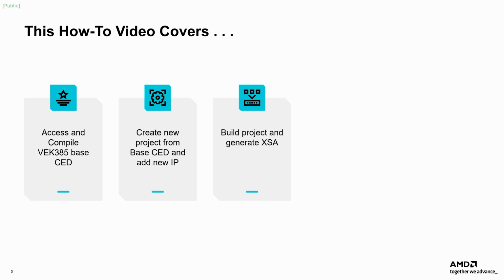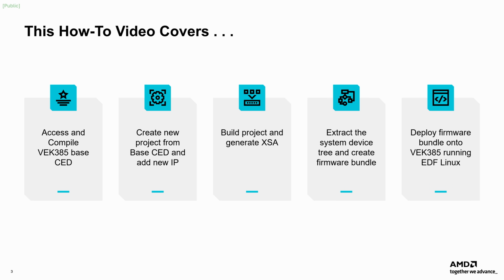The child project will then be built, and the design compatibility will be compared to the base project. After the compatibility is verified, an XSA will be generated. The system device tree will then be extracted from the XSA using SDT-Gen utility, and a PL firmware bundle will be created. Last, the firmware bundle will be copied to the running VEK385 board running EDF Linux, and the new PL will be loaded and tested to ensure it is functioning properly.